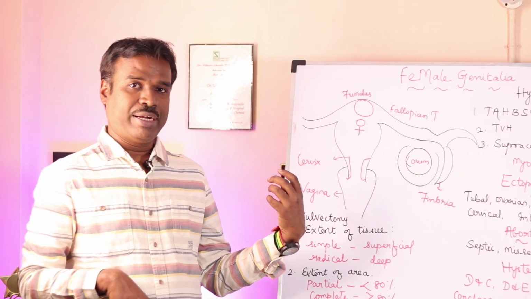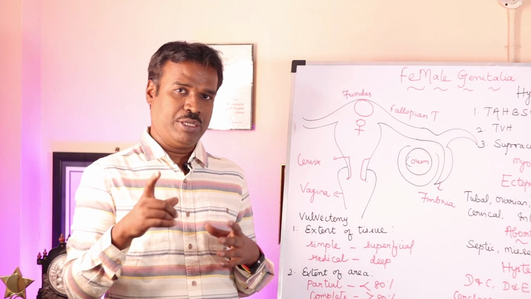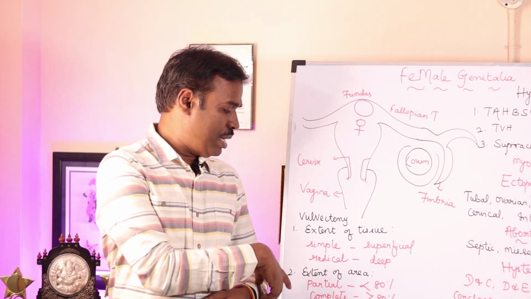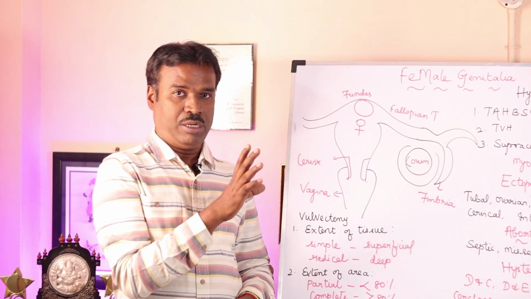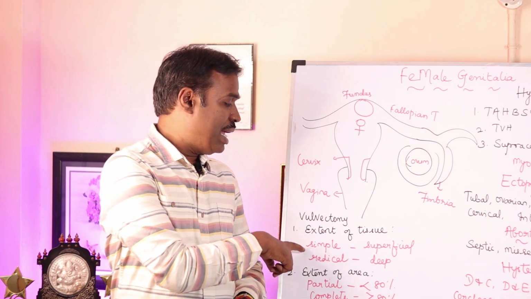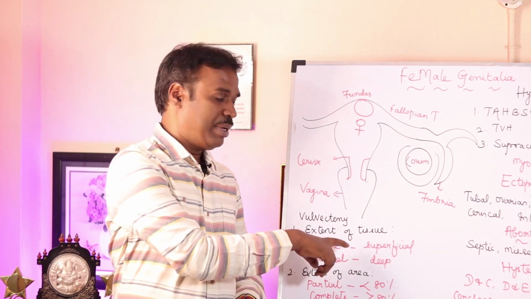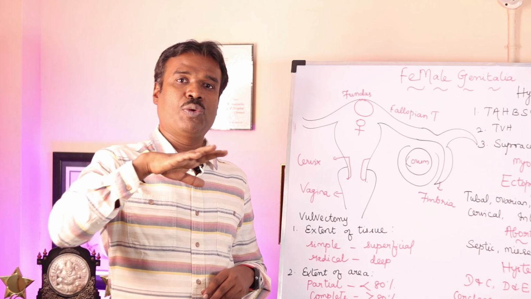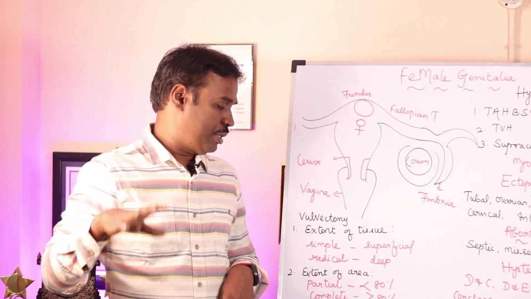Next, coming to vulvectomy, we can see the type of procedures based on two things. One is the extent of tissue that is being removed and the other is the extent of area that is being removed. For example, in a simple vulvectomy, they are going to remove the superficial structures, whereas in a radical one, they are going to remove the deeper structures.